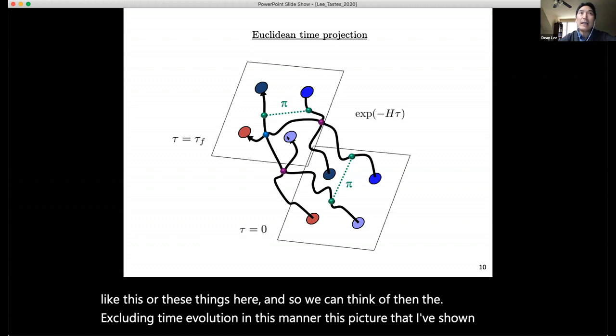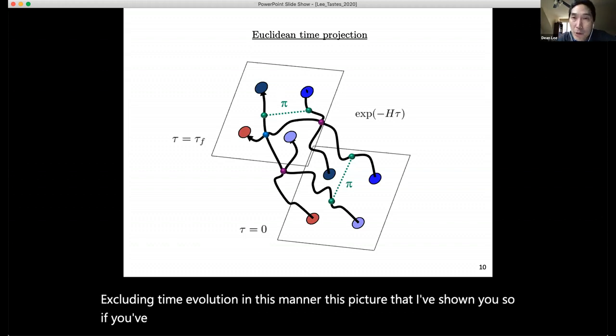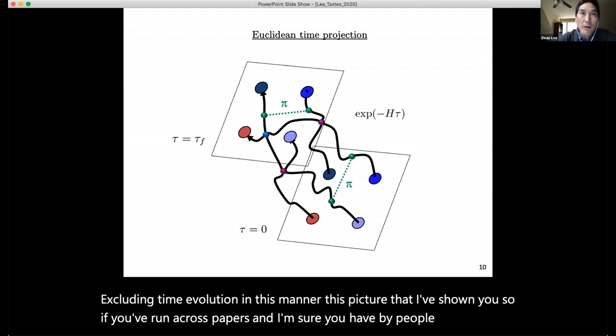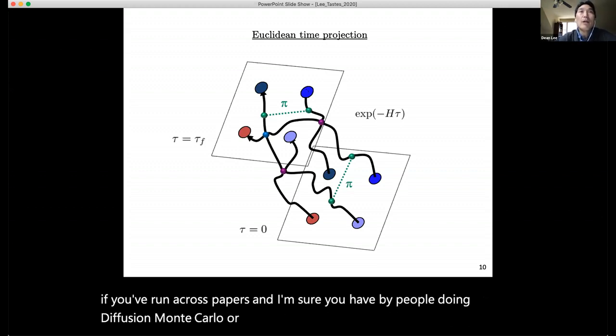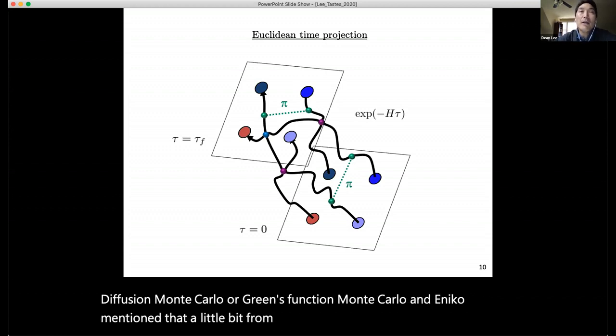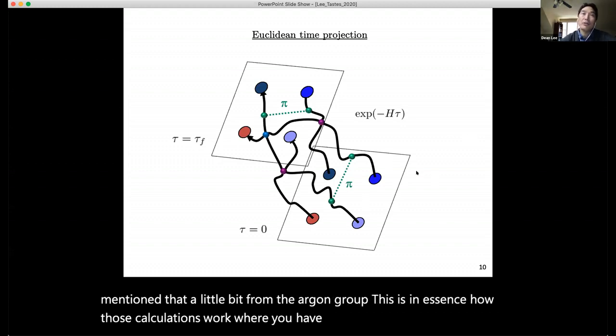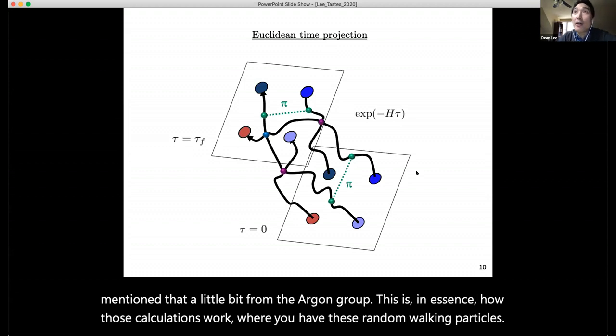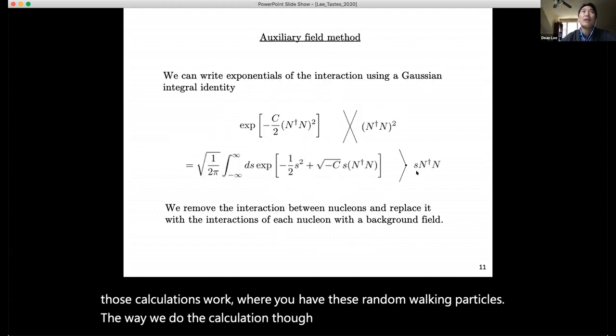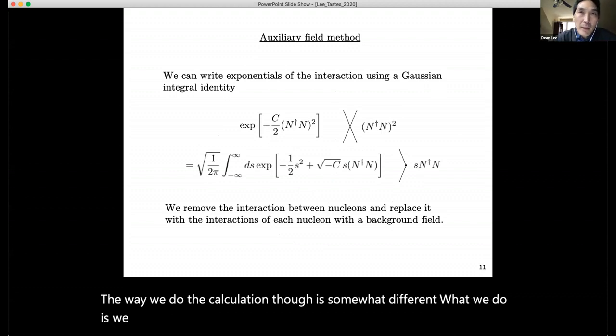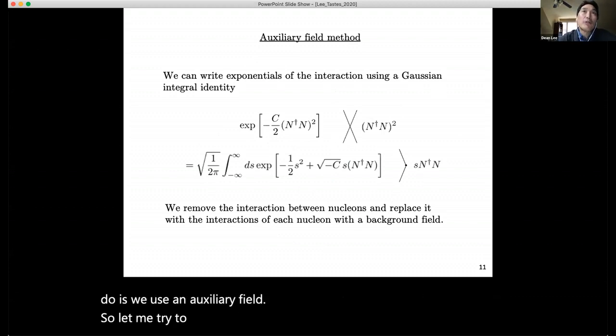If you've run across papers, and I'm sure you have, by people doing diffusion Monte Carlo or Green's function Monte Carlo, and Nico mentioned that a bit from the Argonne group, this is, in essence, how those calculations work, where you have these random walking particles. The way we do the calculation, though, is somewhat different. What we do is we use an auxiliary field. So let me try to explain how this works.